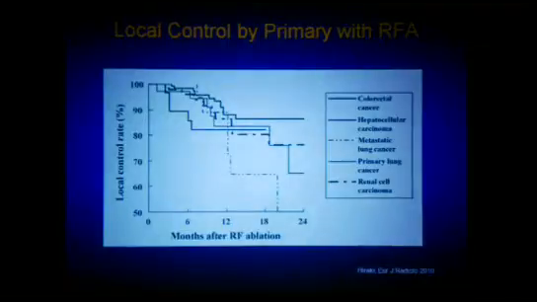Another study looked at similar histologies and looking at colorectal carcinoma, hepatocellular carcinoma, metastatic lung cancer, primary lung cancer, renal cell carcinoma, and they looked at the months after ablation, and there was really no difference in local control in the histology with the exception of metastatic lung carcinoma.